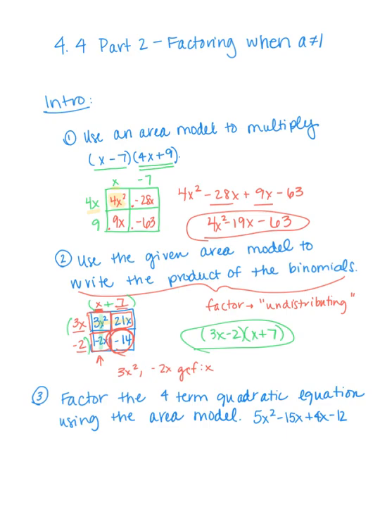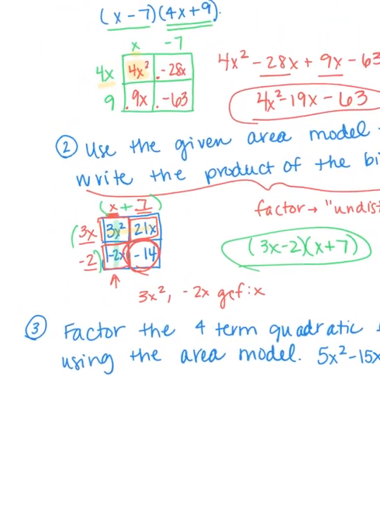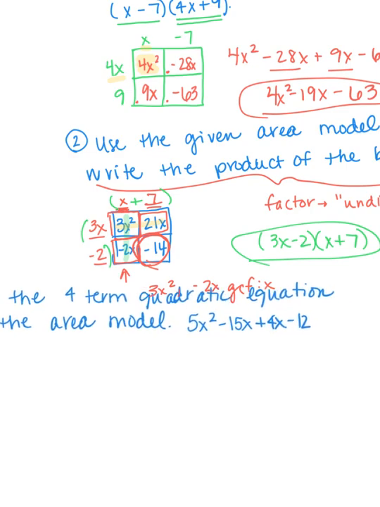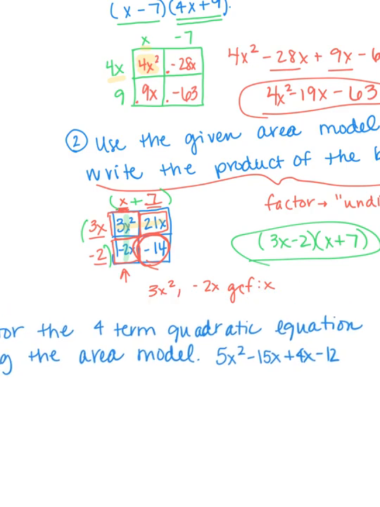So given a box, go ahead and factor to write it as the product of two binomials. All right, and number 3, it's the same idea except the box is not given. So it says factor the 4-term quadratic equation using the area model. So in number 3, we need to set up the box. All right, so we're going to zoom in here a little bit, and we'll go over so we can see the quadratic.